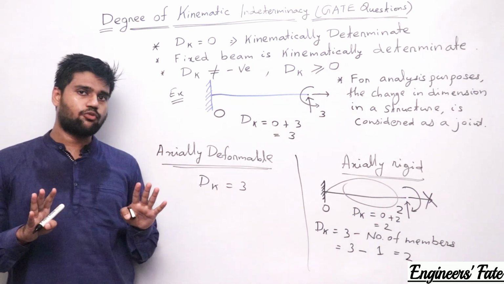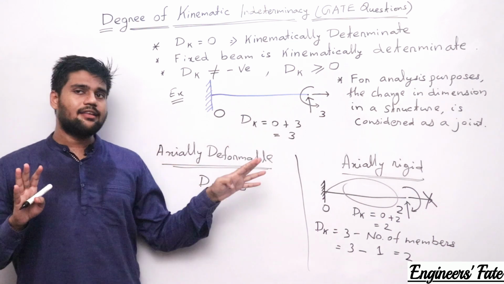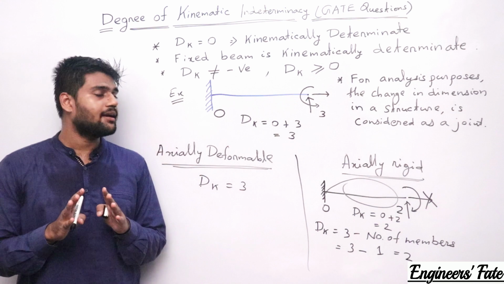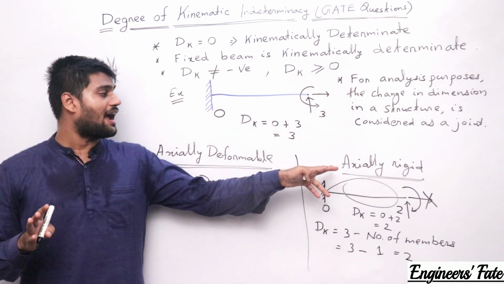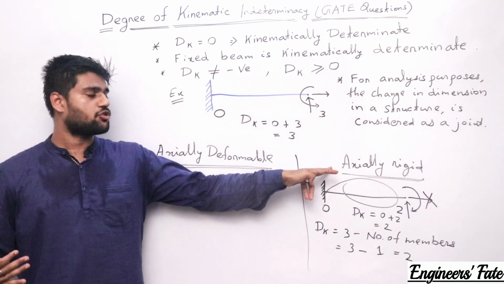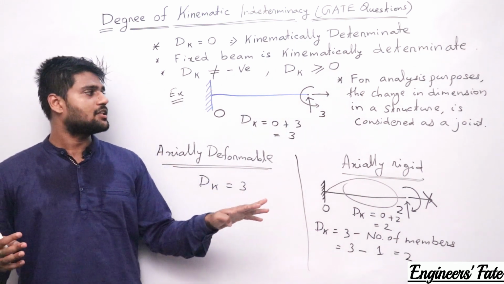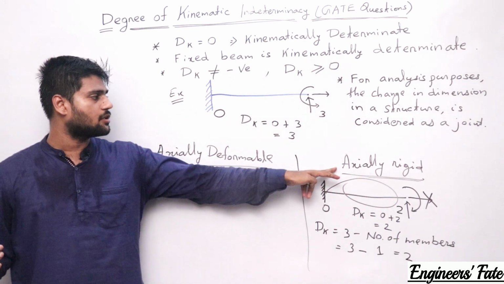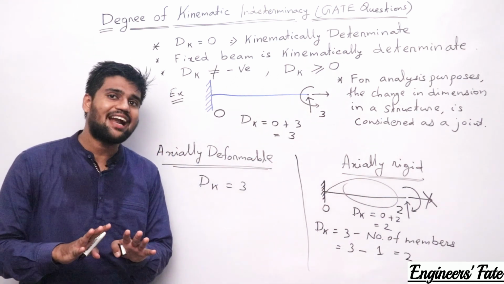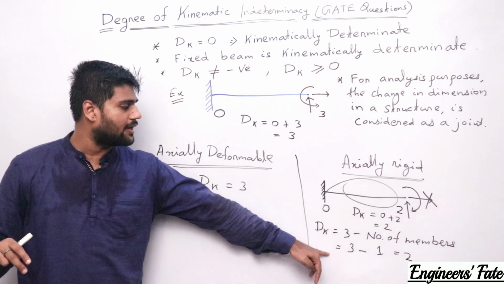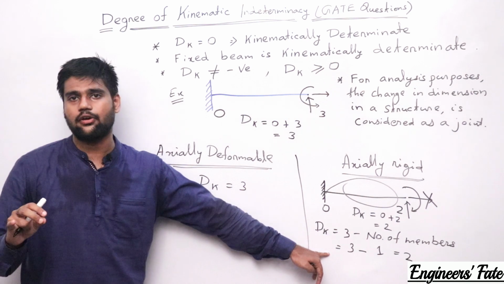So if in the question he asks us to find kinematic indeterminacy, and he also mentions that the beam or the frame or the structure is actually rigid, just find the dk. After that, if actually rigid is mentioned, subtract the number of members from the obtained dk value, and you will find the final dk value for your answer.